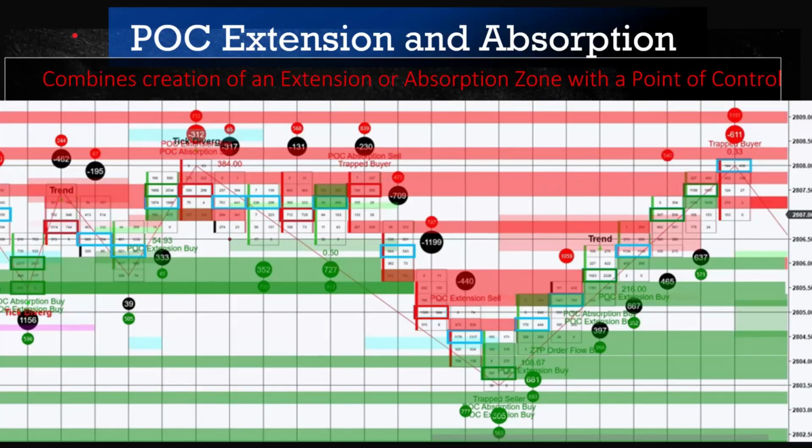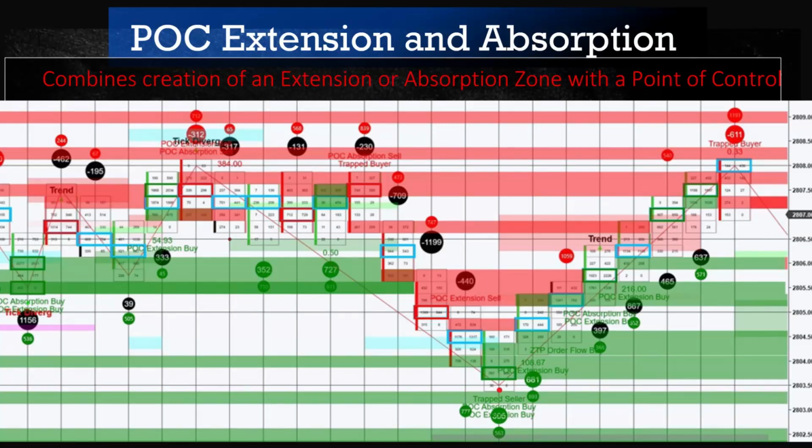Here, what I'm trying to illustrate is the POC and extension zones. When they are created with a point of control that is on a down bar, high in the bar, that's what creates our POC extension and absorption here, our POC absorption here, and down here where we have the POC absorption and extension. Probably the two strongest signals that I have are when there is the POC absorption and extension occurring on the same bar, as it happens right here.